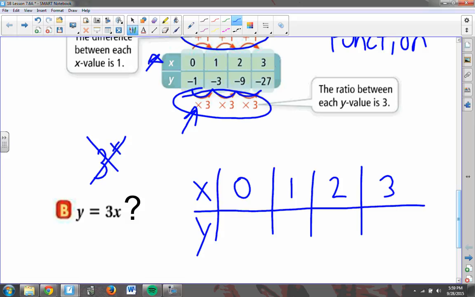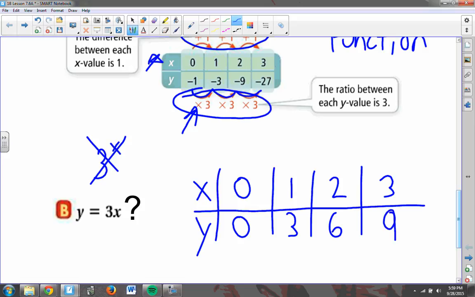Now, if I plug each of those x values into my equation, 0 in for x is 3 times 0, which is 0. 1 in for x is going to give me 3. 2 in for x is going to be 3 times 2, which is 6. And then 3 in for x is going to give me 9.